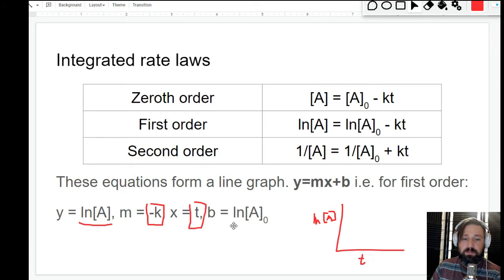And then b is our initial concentration. So we know that where it crosses this line here is going to be our initial concentration. And then throughout time, it's going to move down. We can just see where it ends. All right. So that's that. These are the equations we're going to use to figure out the concentration at a specific time.